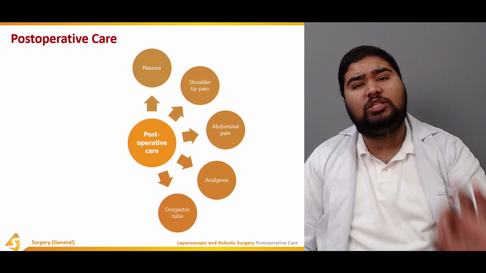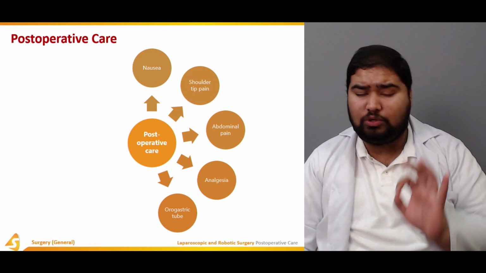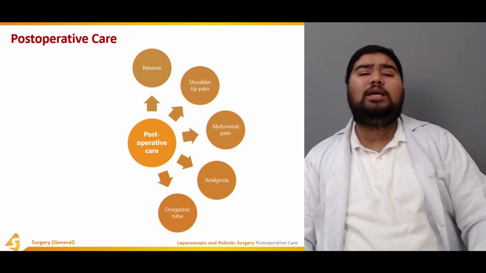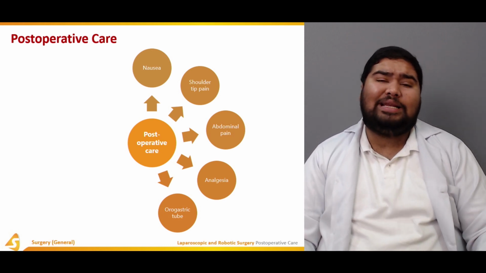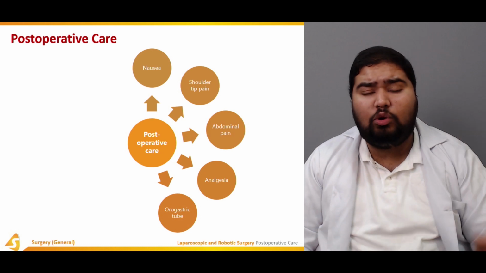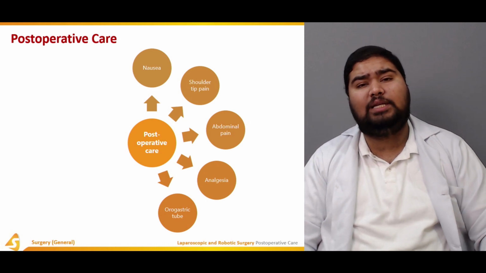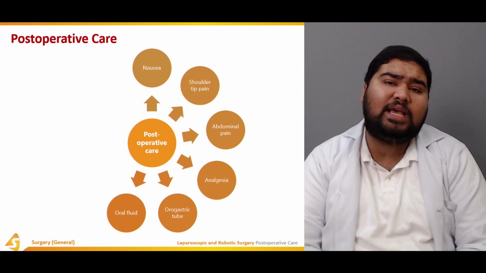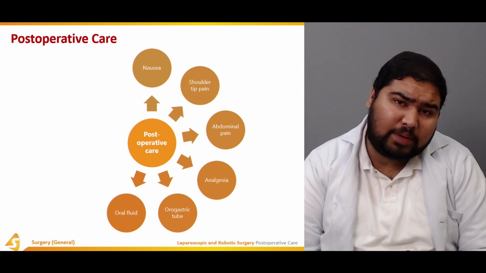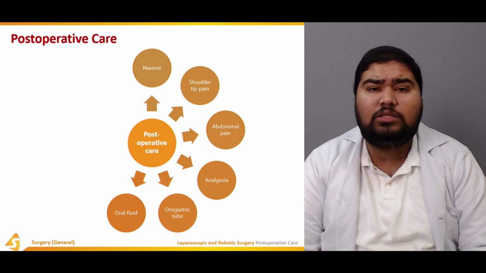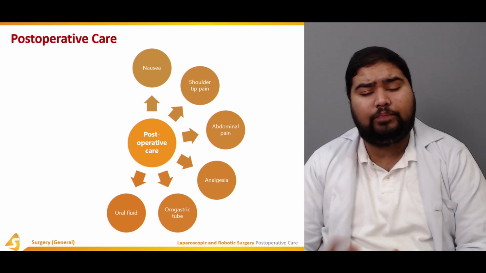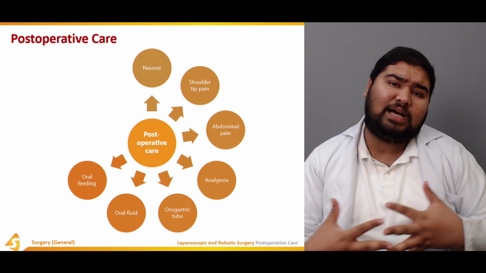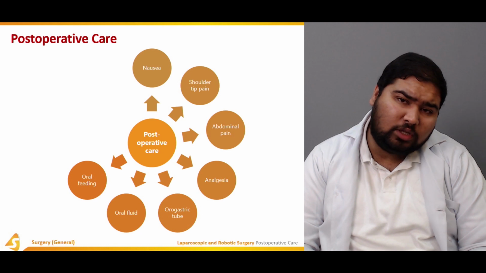Then if a patient has an orogastric tube, usually the patient does not have that, but if you needed to decompress the stomach and you added an orogastric tube, it should always be removed before the patient gets conscious. Now, the oral fluid therapy is very important in these patients. The maintenance of optimum oral fluid therapy is required. Oral feeding can be started as soon as the patient wants.